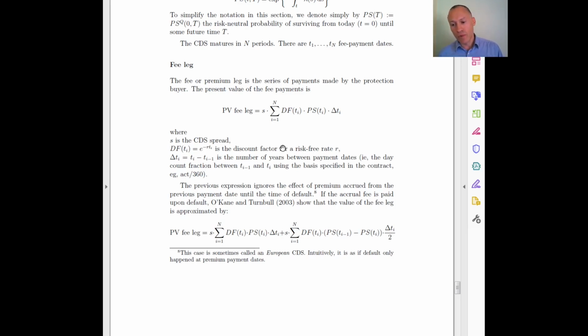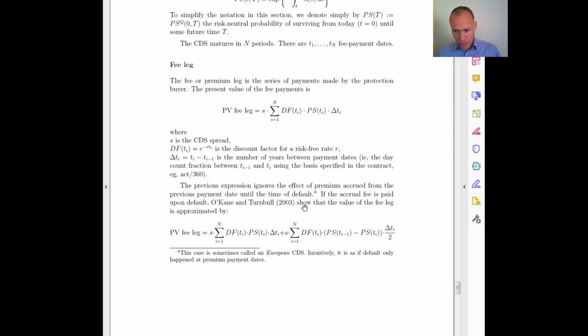Now we just have one more detail. Like we saw in the first example we did on CDSs, the contract may specify that if default happens, you have to pay the accrued premium from the last payment until the actual default date.